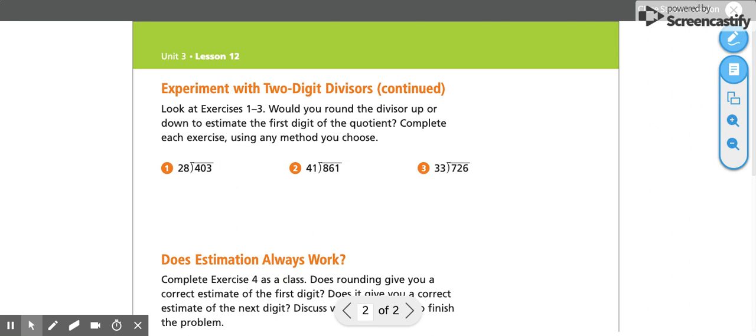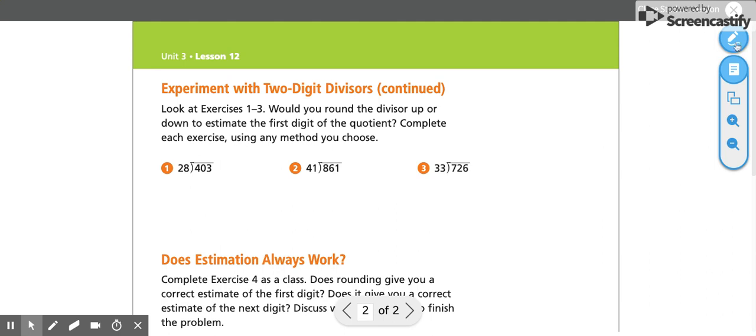Hi, this is Mrs. Nasland, and today we'll be doing Unit 3, Lesson 12, which is Explore Two-Digit Divisors. So today we'll be talking about how we can do a two-digit divisor, and in this case, divide it by a three-digit number. And we're going to use some estimation of our first digit of our quotient to help us solve these bigger division problems.